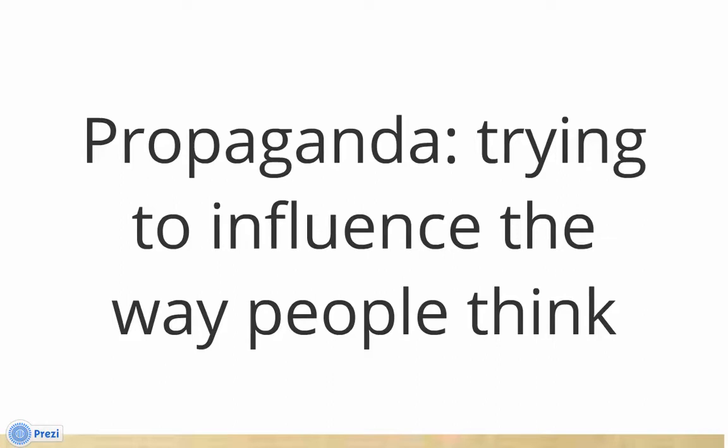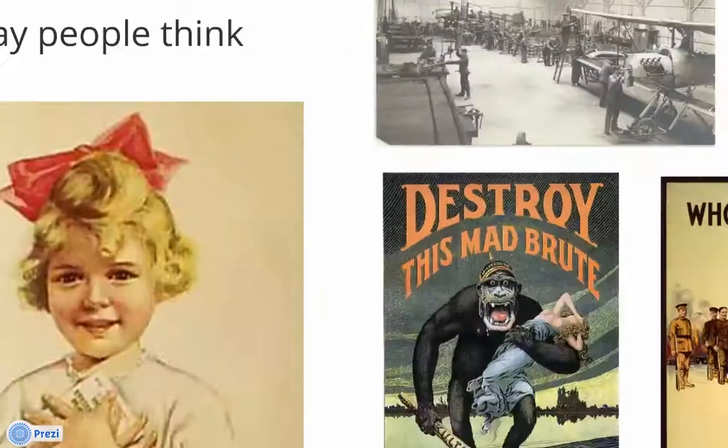Now, when we discuss propaganda, propaganda is when you are trying to influence the way people think, okay? And during World War I, different nations will use posters to gain support in the war effort. Whether you are in Germany or in Britain, the United States will get in the war later, but all the nations will use propaganda to influence the people in their nation to support the war and their causes.